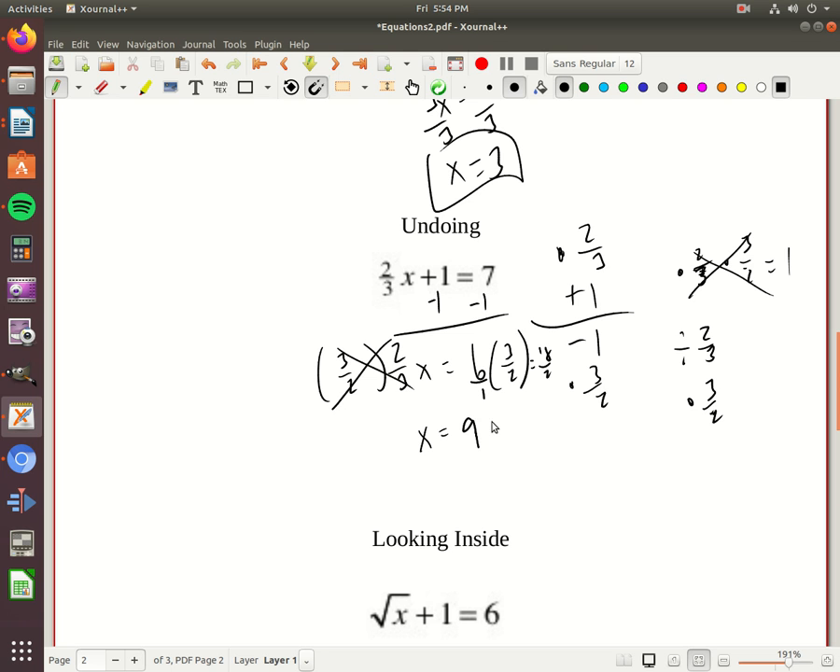Or the other way we can do it, and honestly the way I preferred, is cross-canceling. I say, oh, what number goes into 1 and 3? Well, 1, that doesn't matter. But what number goes into 2 and 6? Well, 2 does. 2 goes into 2 once, and 2 goes into 6 3 times. So 3 times 3 is 9. So either way, you get the same answer whether or not you cross-canceled.